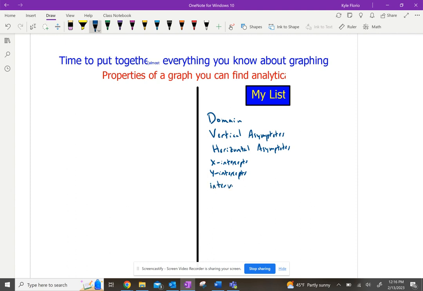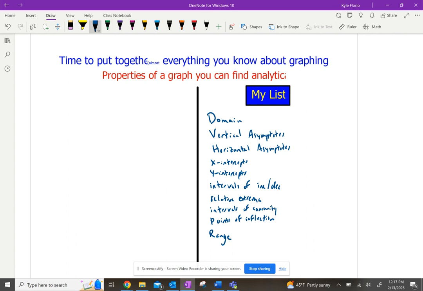Where it's increasing or decreasing, intervals of increasing/decreasing. We can use that to find relative extrema. The concavity. Points of inflection. And I said domain, so the range.